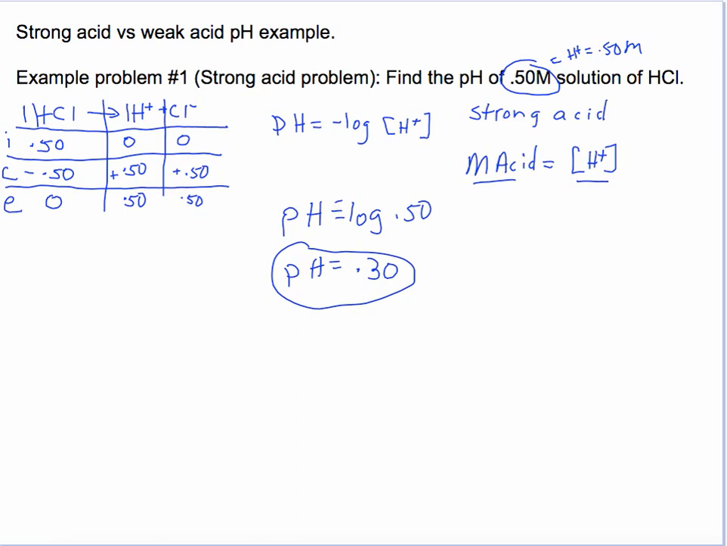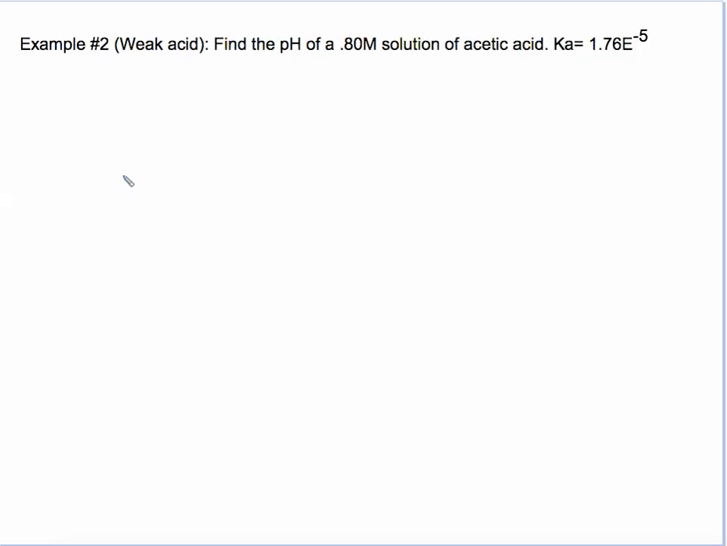Now, let's look at what happens when you have a weak acid. Acetic acid is HC2H3O2. It's a weak acid, but it dissociates a little bit. When you put it in water, it's going to break into hydrogen ions and acetate ions.